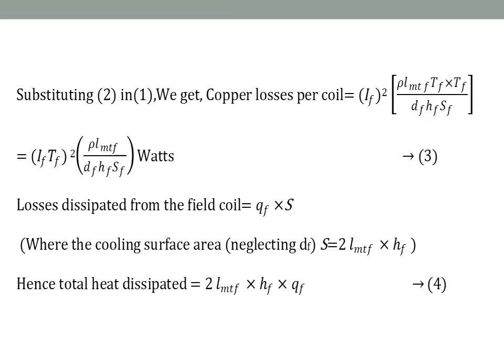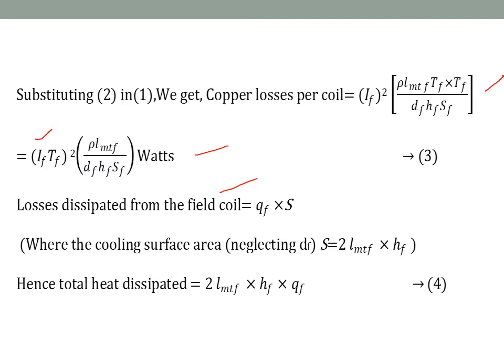Now substituting 2 in 1 we get IF square rho LMTF into TF by DF HF SF. So this comes out to be IF into TF whole square rho LMTF by DF HF SF watts. This is equation 3. Now as I told, we have to find out total loss dissipated from the field coil.